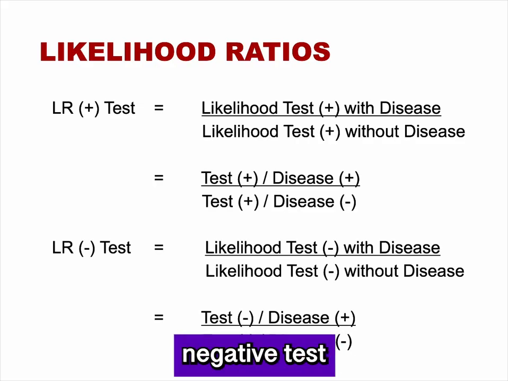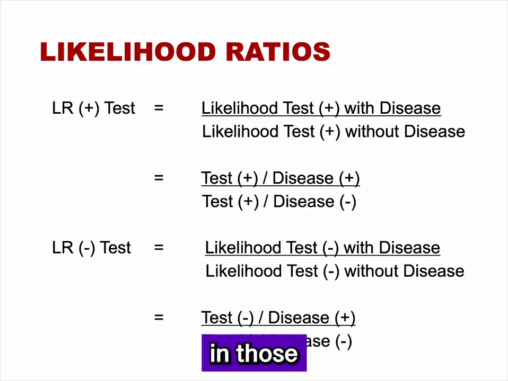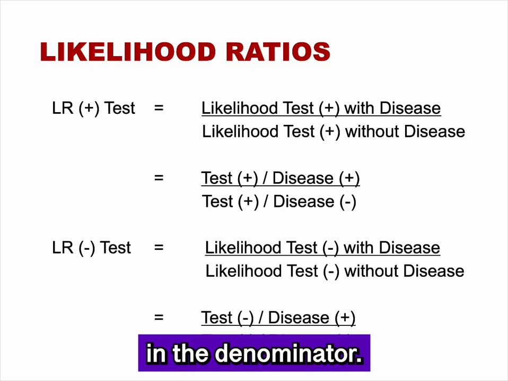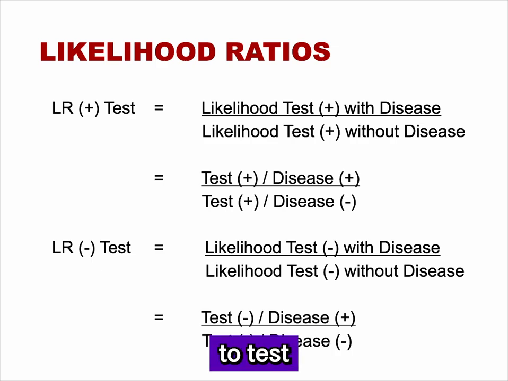The likelihood ratio of a negative test is the likelihood of testing negative in those with disease divided by the likelihood of testing negative in those without disease. Notice the negative test is in the numerator and in the denominator. This simplifies to test negative of disease positive divided by test negative of disease negative.